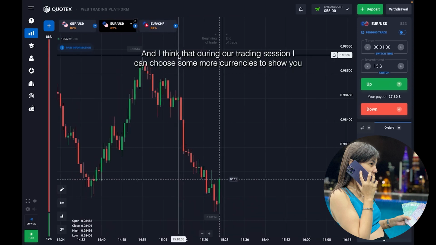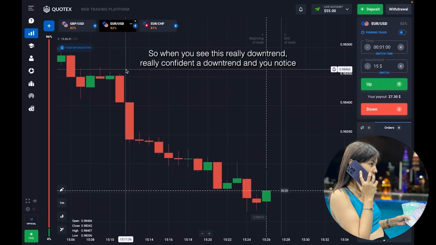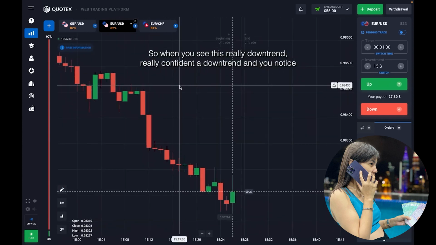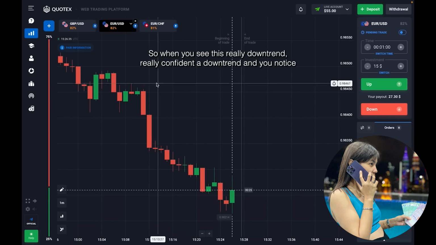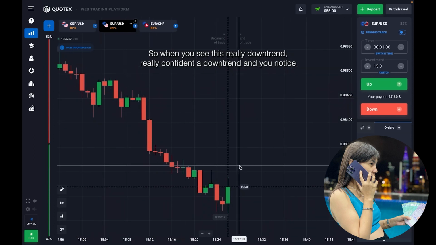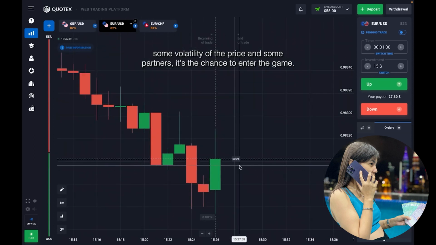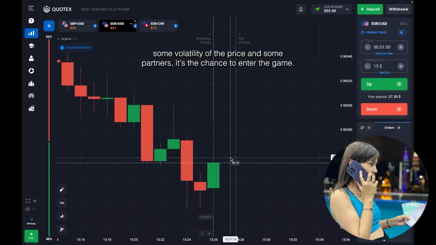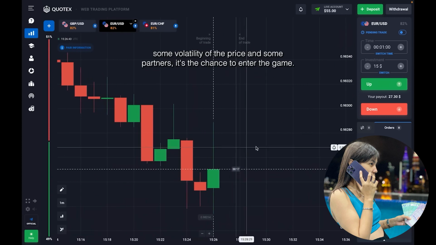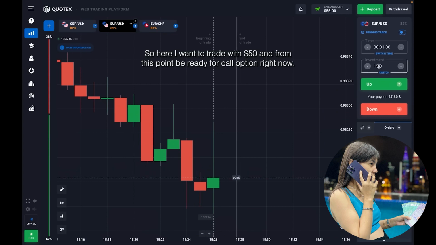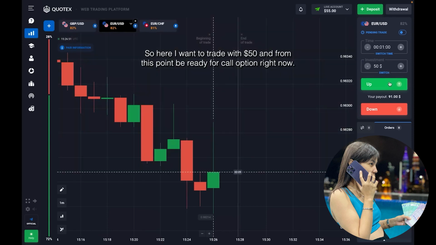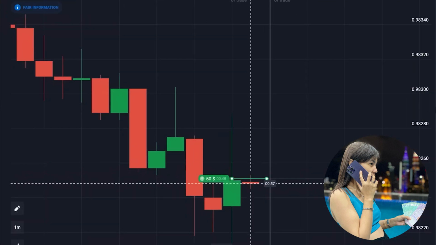and I think that during our trading session I can choose some currencies to show you different situations. When you see a real downtrend, and you're really confident in the downtrend, and you notice some volatility of the price and some patterns, it's the chance to enter the game. So here I want to trade with $50, and from this point be ready for call option right now.